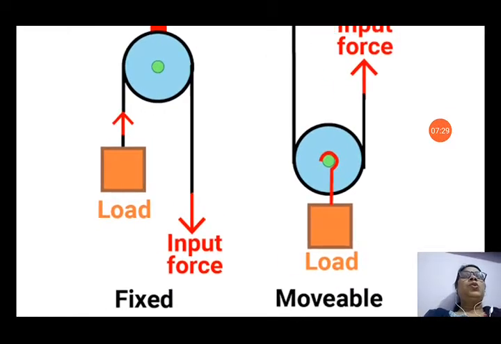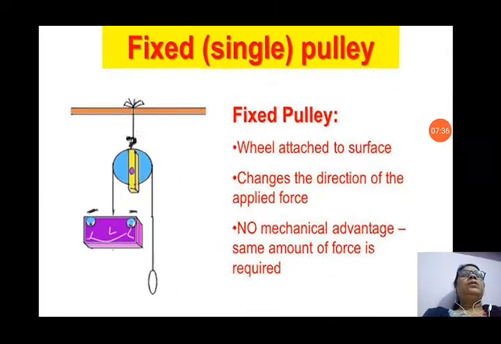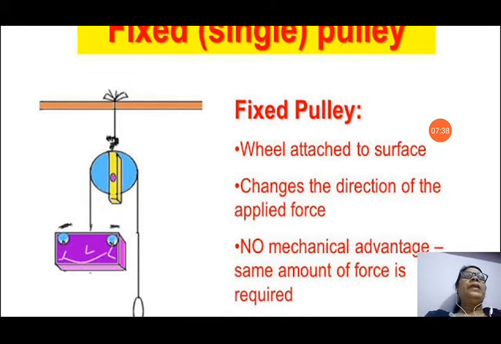You can see the load, input force, fixed pulley and movable pulley. There are two types of pulley, that is fixed pulley and movable pulley. What is a fixed pulley? In a fixed pulley, the wheel is attached to a surface, it is fixed. It changes the direction of the applied force. You can see in this, the load is moving in the opposite direction and force is applied in the opposite direction of the load. So it changes the direction of the applied force. There is no mechanical advantage, the same amount of force is required, but it changes the direction of the moving object.